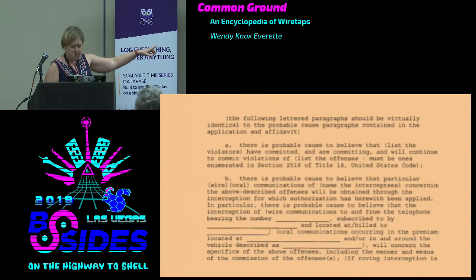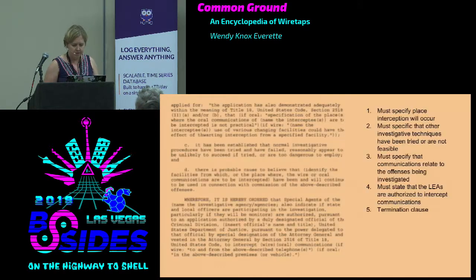You say, well, concern the specifics of the offenses that are on the list, the manner and the means of it. We also specify a place the interception will occur. Although, as we just said with the roving stuff, it's a little theoretical with some of the internet stuff. Like if you're going to a social media company and doing an order for that, it's a little bit weird.